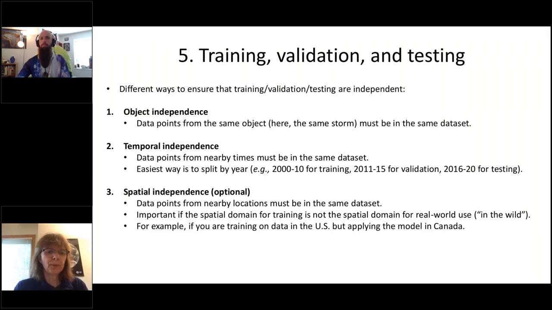And sometimes you may want to do spatial independence, especially if you want to test how well your algorithm generalizes to other locations. So you may say, okay, I'm only going to take data points from certain locations in my training data, and I keep all the samples for the other locations out. And then I'm going to test later on how my model that I trained on some locations will work on the other ones, to test the generalization in that spatial respect. Okay, next slide.